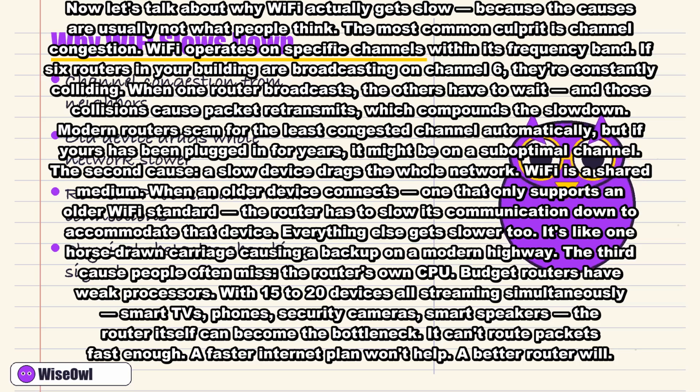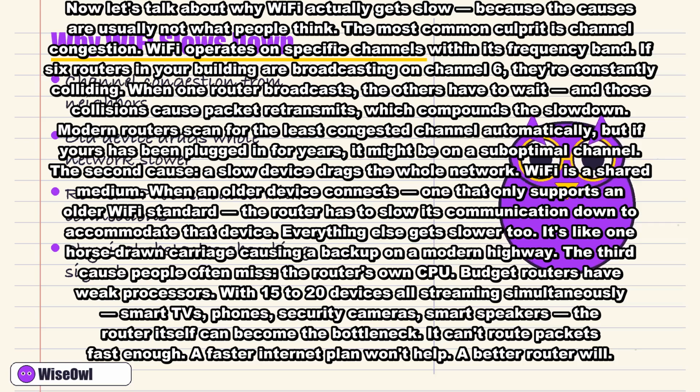The second cause, a slow device drags the whole network. Wi-Fi is a shared medium. When an older device connects, one that only supports an older Wi-Fi standard, the router has to slow its communication down to accommodate that device. Everything else gets slower too. It's like one horse-drawn carriage causing a backup on a modern highway.